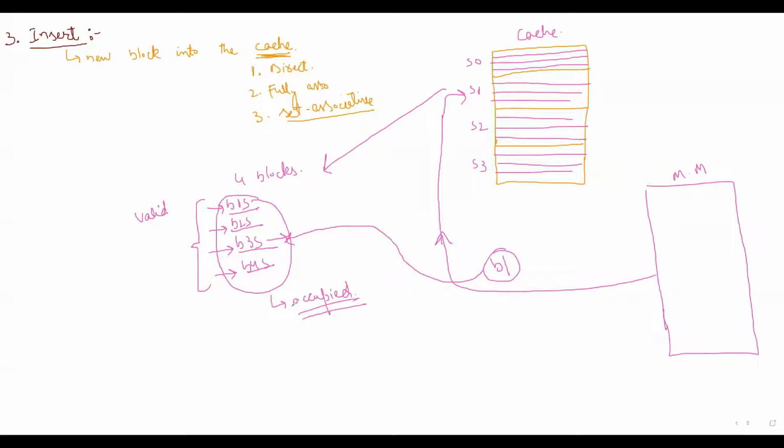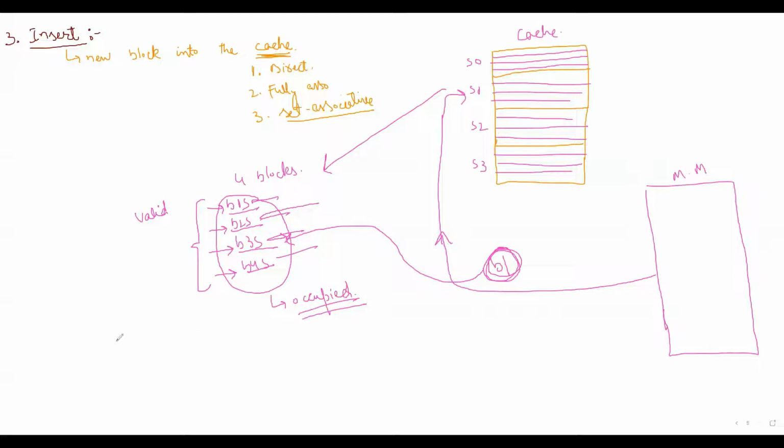That means they are filled with some data. Then what we have to do? Then we have to choose one of these 4 blocks. Okay. Block 1, block 2, block 3, or block 4. We have to choose one of these 4 and we have to replace that particular block with this new block.